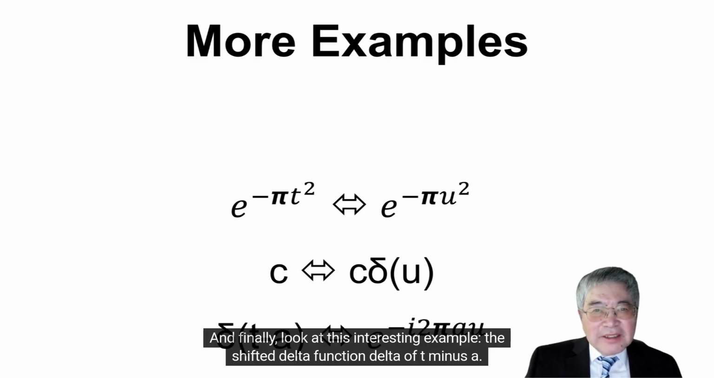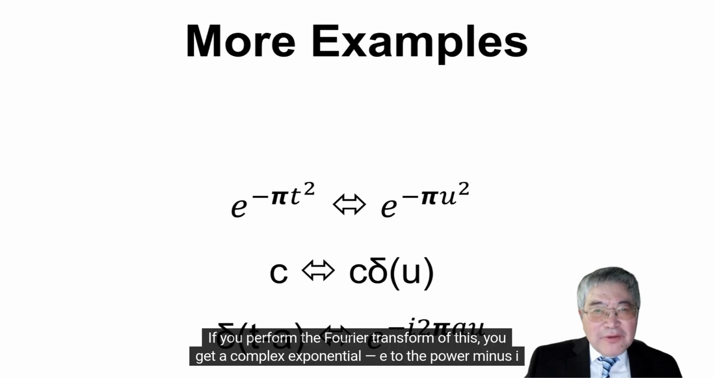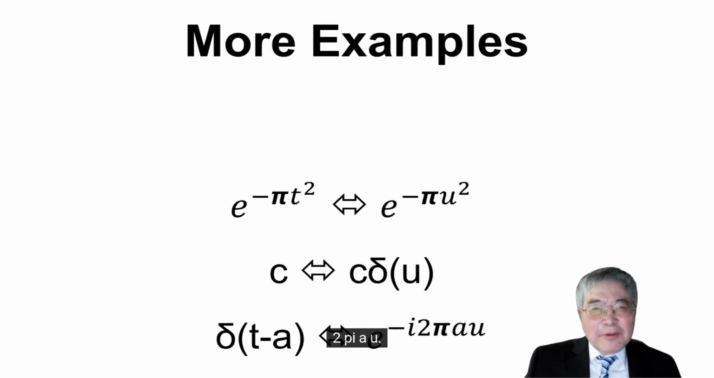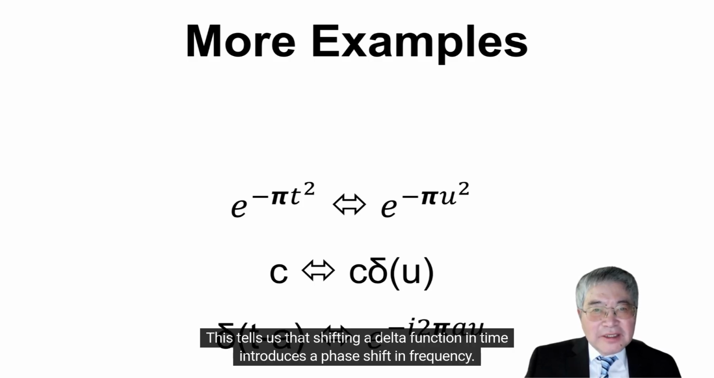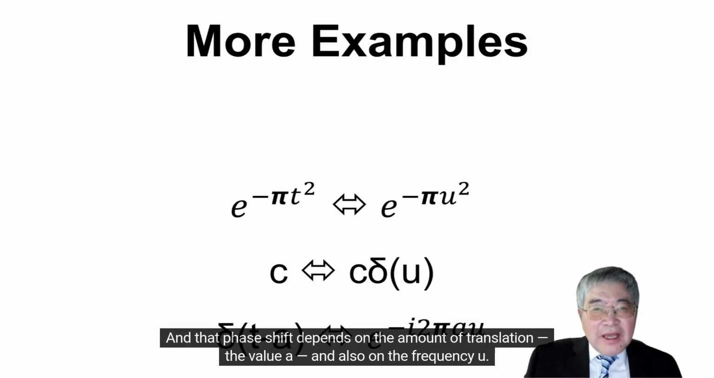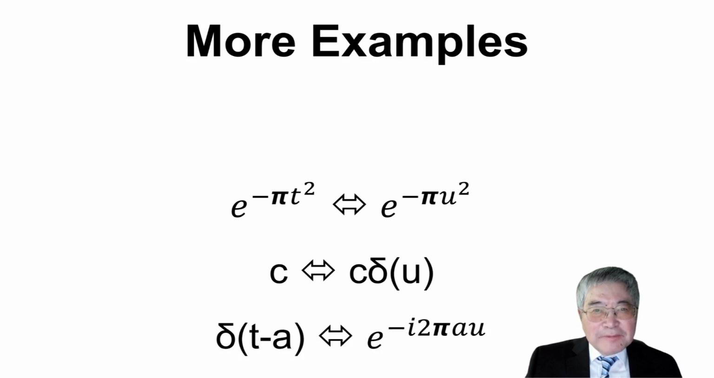And finally, look at this interesting example, the shifted delta function delta of t minus a. If you perform the Fourier transform of this, you get a complex exponential e to the power minus i 2 pi a u. This tells us that shifting a delta function in time introduces a phase shift in frequency. And that phase shift depends on the amount of translation, the value a, and also on the frequency u.